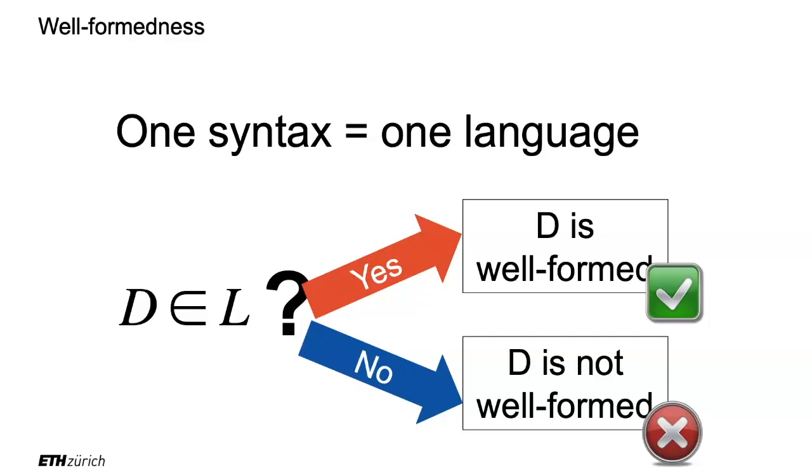Well, XML and JSON are languages, exactly in this way. There is a set of all documents that are XML, and there is a set of all documents that are JSON. And we have a fancy name for saying that a text document belongs to the XML language or the JSON language, and that word is well-formed.